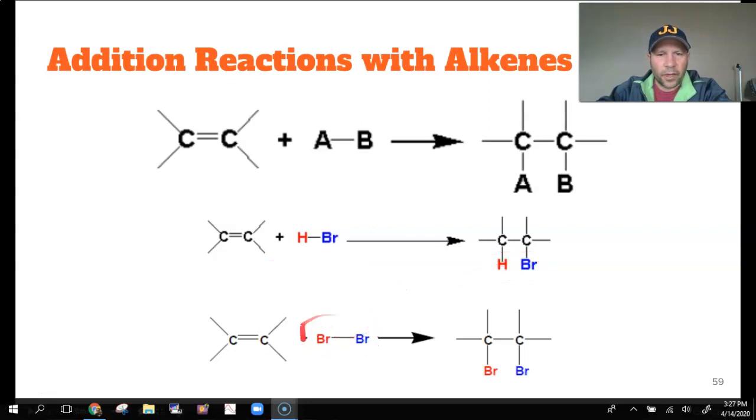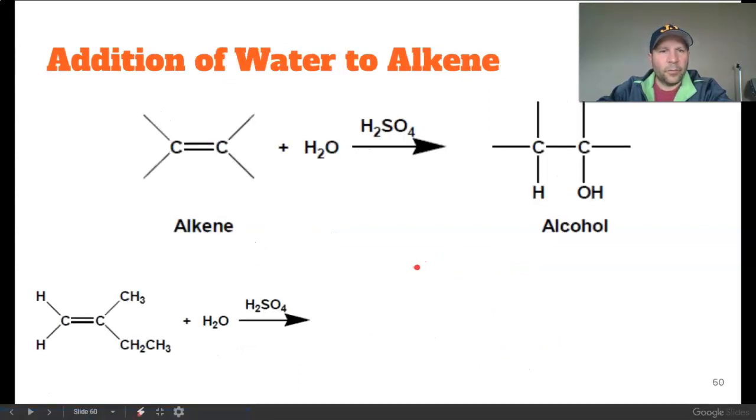Same thing happens with diatomic bromine. The bromine will go underneath this carbon. This bromine will go underneath this carbon. Notice they don't lose anything. They essentially keep these 2 bonds here. They're right there and right there. They just add a new bond underneath that carbon for a new chemical. All right, let's keep rolling.